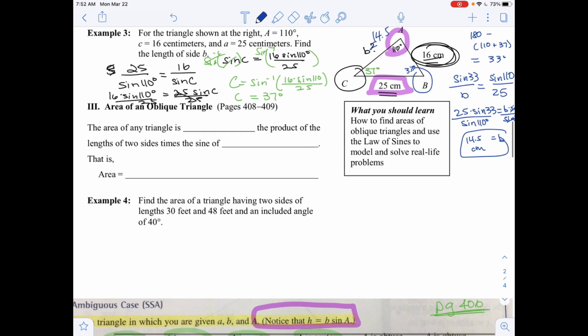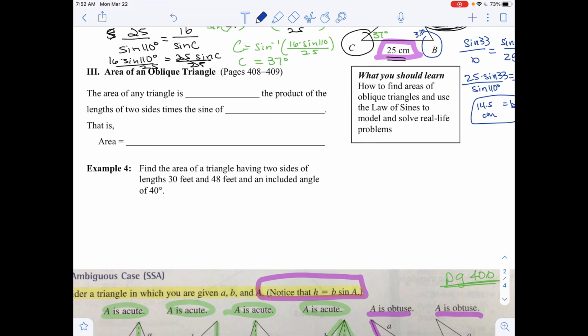Okay. And then lastly, to find the area of an oblique triangle, the area of any triangle is 1/2 the product of the two lengths of the sides times the sine of the included angle. That is, the area is 1/2 of the two sides times its included angle, and we could also write the other two sides times its included angle, or the last two sides times its included angle.